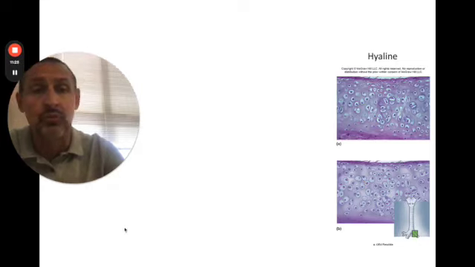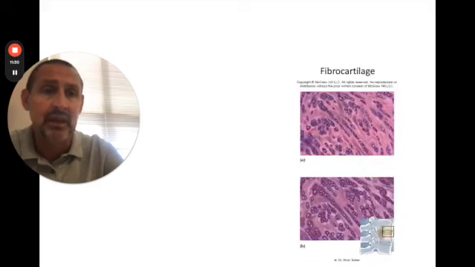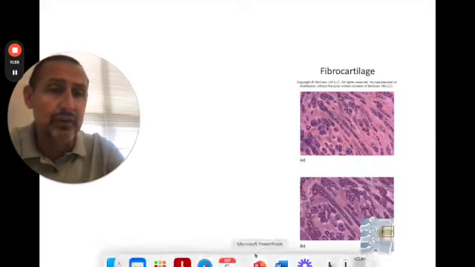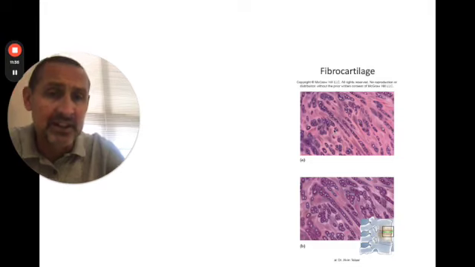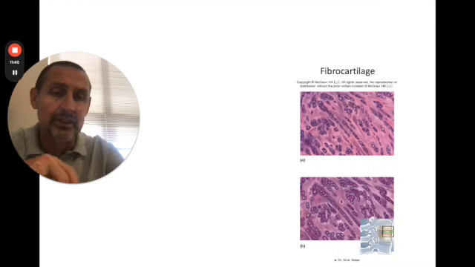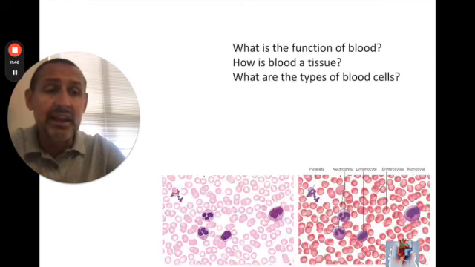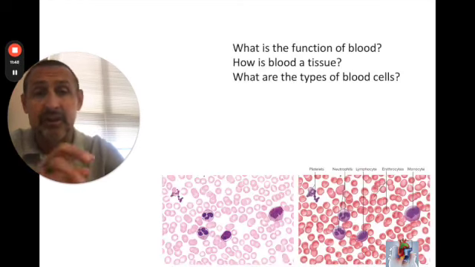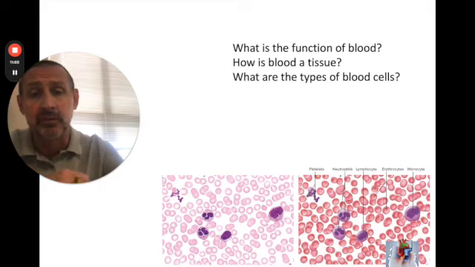Joints are strong but flexible. An example of fibrocartilage, you find it in your knee or your vertebrae. So these are the cells, the cartilage cells. They're suspended in this little area. This is the matrix.